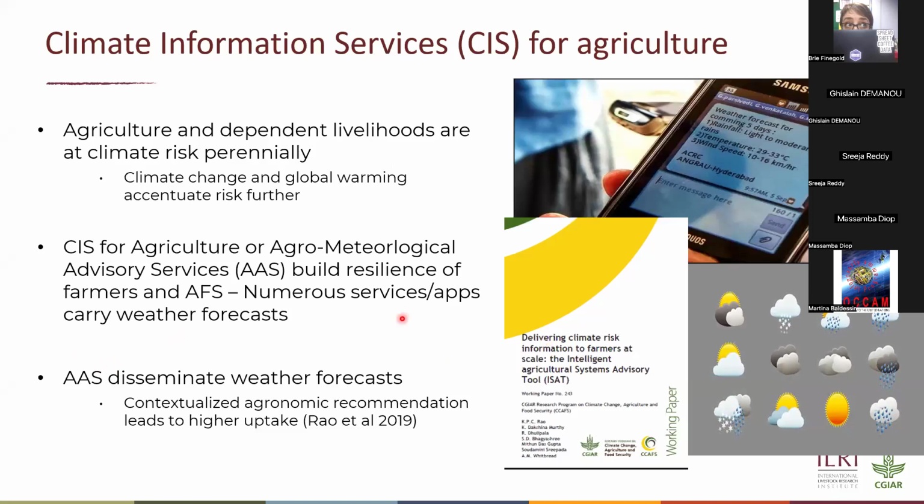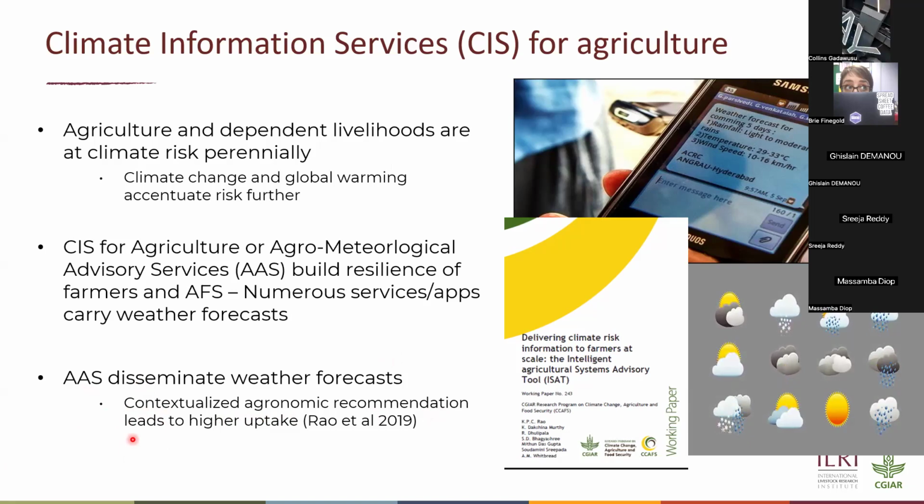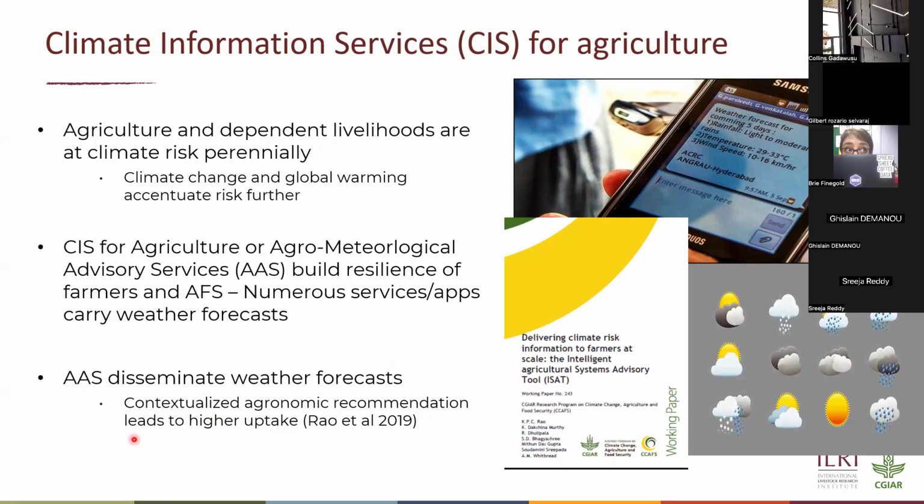And then linked to that, between 2016 and 2022, when I was at ICRISAT, I had the opportunity to work on a collaborative project with another CGIAR program called CCAFS. As part of that project, we deployed a tool called the Intelligent Systems Advisory Tool, where we furthered this notion that farmers don't just demand weather forecasts, but they actually demand weather forecast based agronomic recommendations. This is what we call contextualized agronomic recommendation, right? And our finding from that project is that when, rather than just delivering weather forecasts, farmers are given contextualized agronomic recommendations, the impact and the uptake of advisory services amongst farmers is much higher.